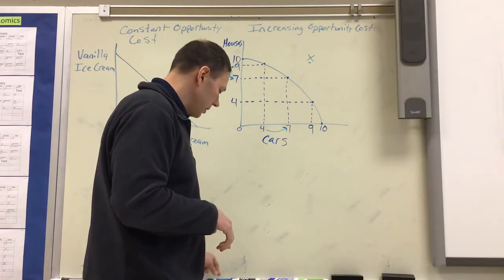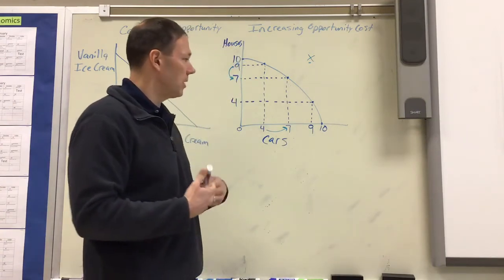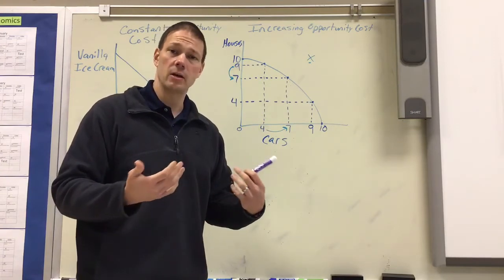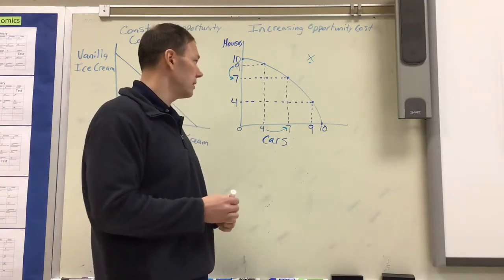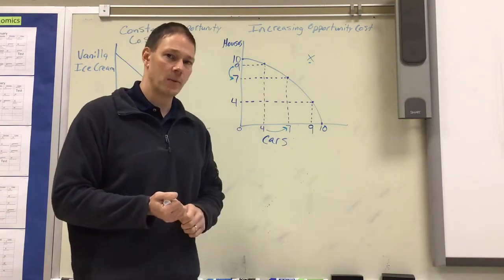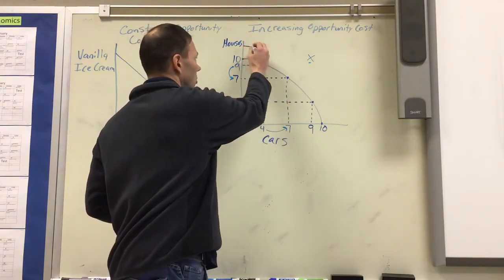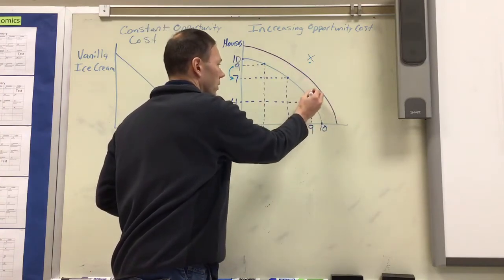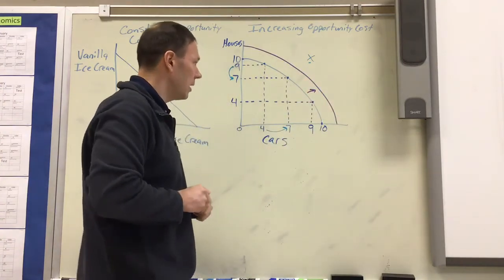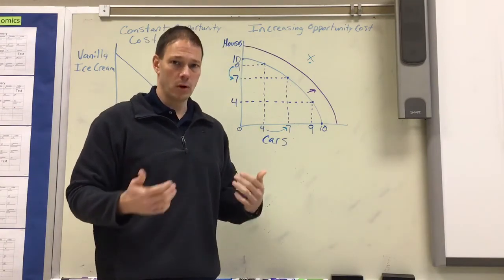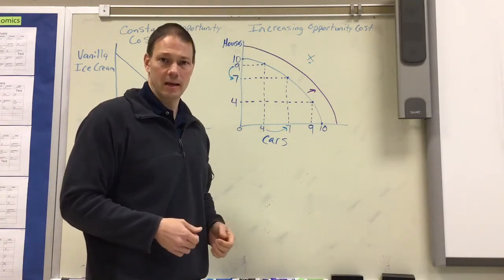And then lastly, if we were to experience some kind of an economic growth, or if there was going to be, let's say, an industrial revolution or something along these lines, a technological revolution that allows us to make either more houses and or more cars, what would happen is this curve would move outward. Okay, so as the curve moves outward, that indicates that we can produce more houses and more cars, and that usually indicates economic growth.